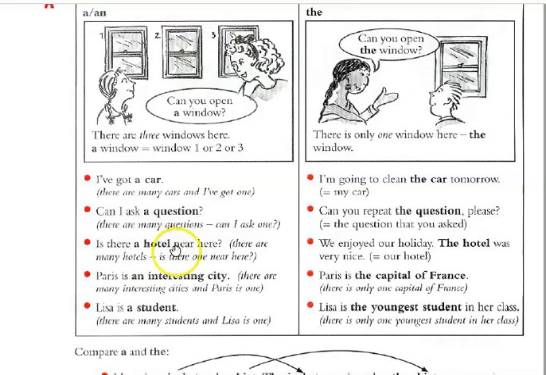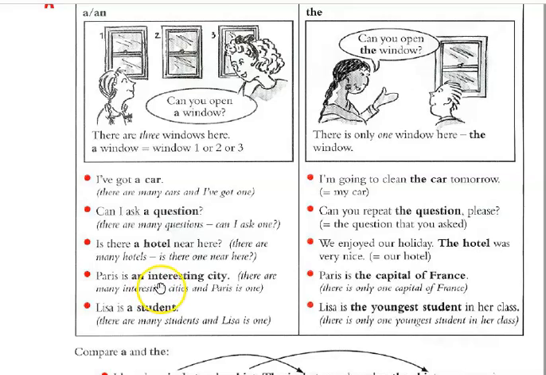Is there a hotel near here? There are many hotels. Is there one near here? We enjoyed our holiday. The hotel was very nice. The hotel is our hotel, the hotel we stayed at.